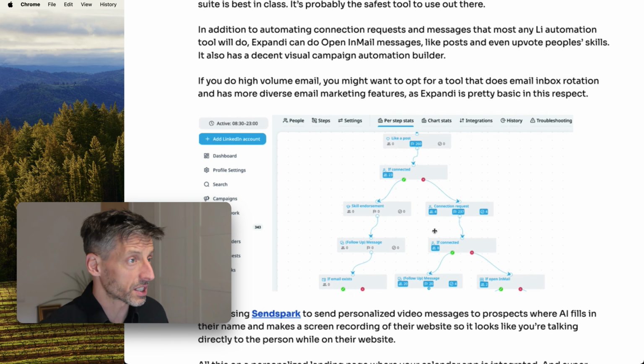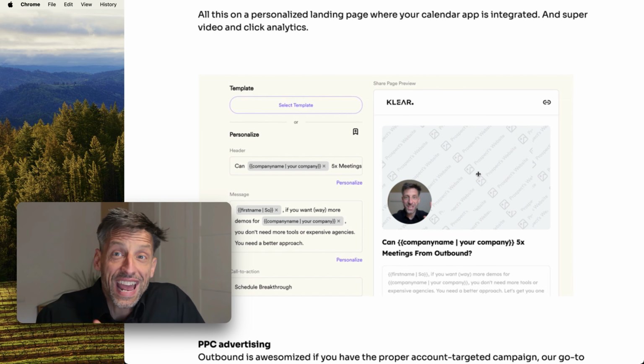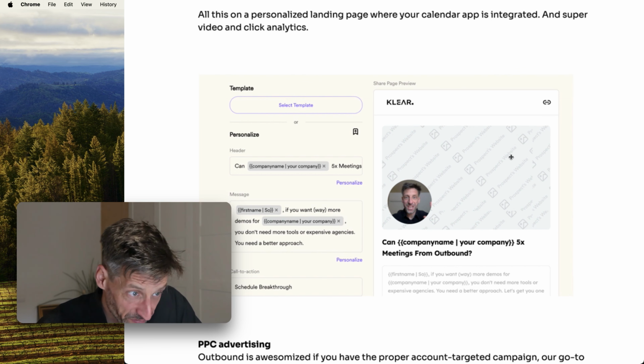Okay. And one thing we've recently added to the stack, and we're liking it a lot, is SendSpark. And SendSpark allows you to create these personalized videos where AI is going to fake your voice and it's going to say, hey, Billy, and hey, Jimmy, and hey, Ann, and hey, Susie, even though you've recorded it only once, and it's going to display their respective websites in the background over here. So it's a pretty nifty little tool, and it lets you create these personalized landing pages as well. So we're having a lot of fun with it and seeing some nice results.